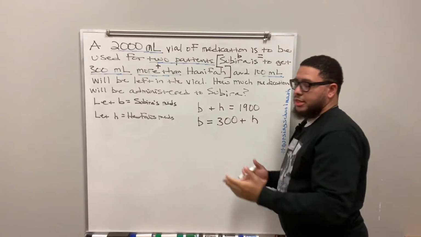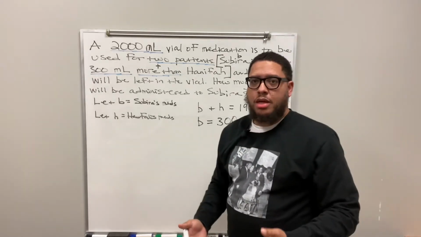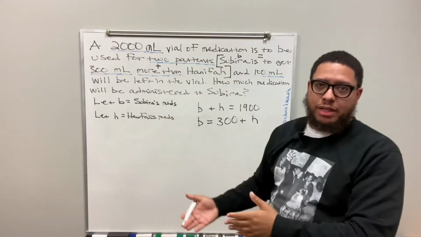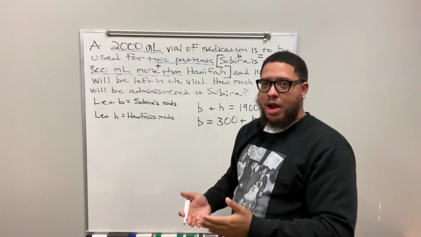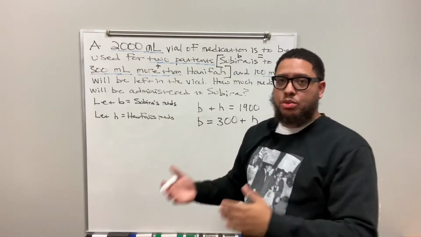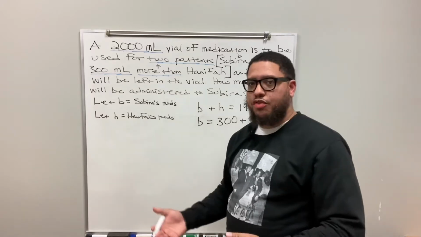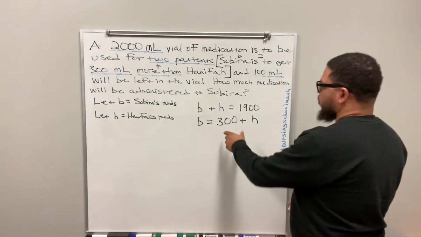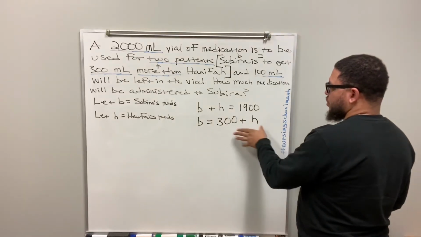300 plus H is the same thing as H plus 300, because addition is commutative, right? That's the word you might have learned in an algebra class in the past. Commutative property, just like 3 plus 2 equals 5, 2 plus 3 equals 5. The order doesn't matter when you're doing addition, okay? So 300 more than Hanifa is 300 plus H.